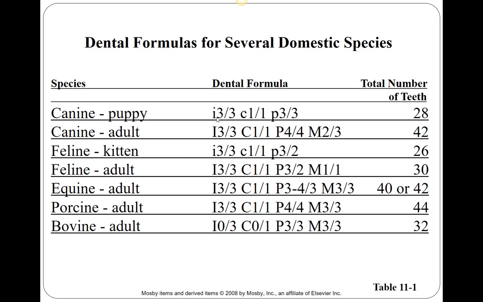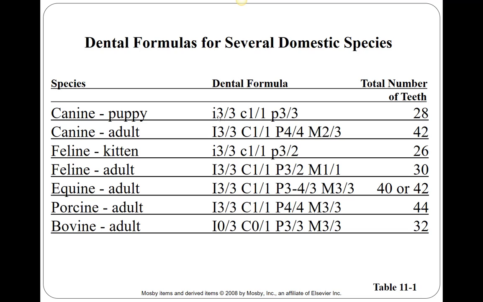If we took the right upper quadrant of the mouth, there's going to be 3 incisors there, and this slash right here means the lower quadrant in the mandible, so there's 3 incisors. There's 1 canine up here in the maxilla, 1 in the mandible. There's 3 premolars in the maxilla, 3 premolars in the mandible. And that's for a puppy.